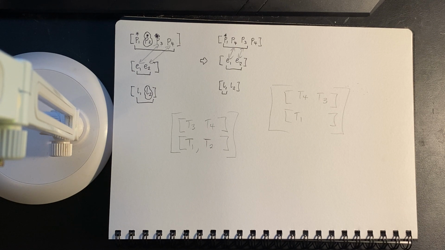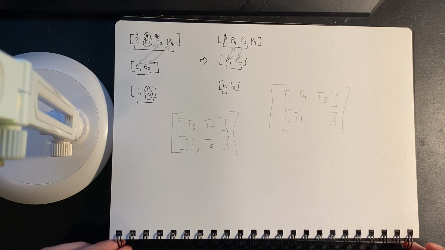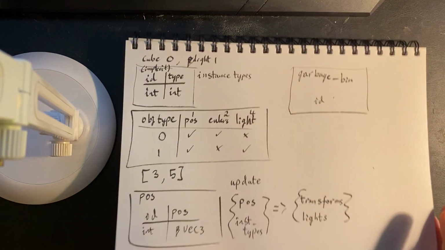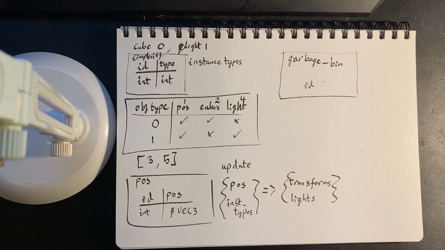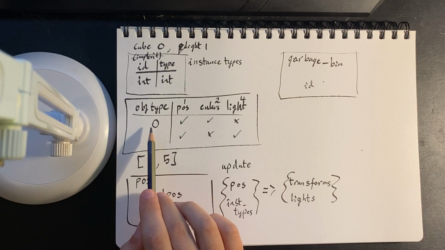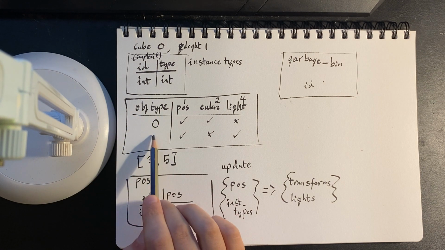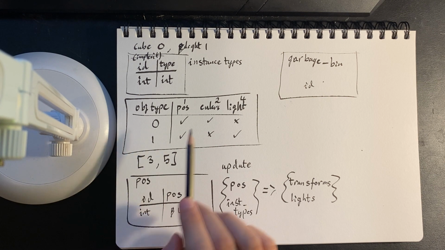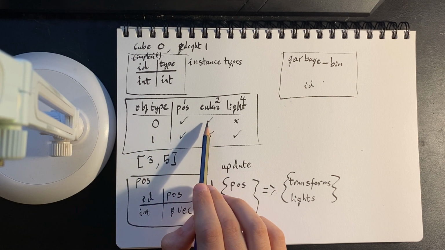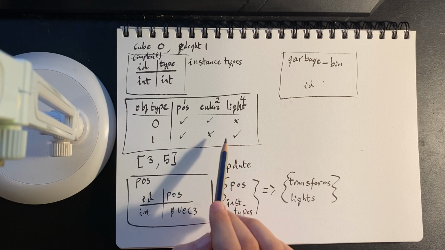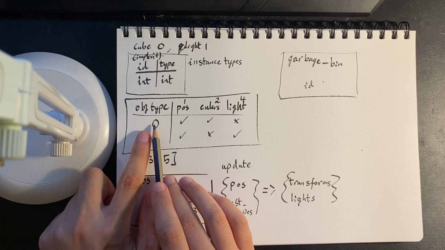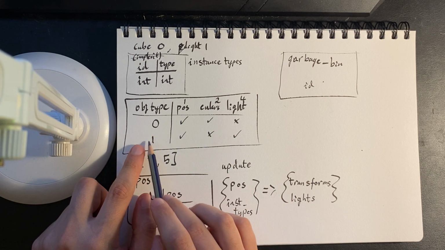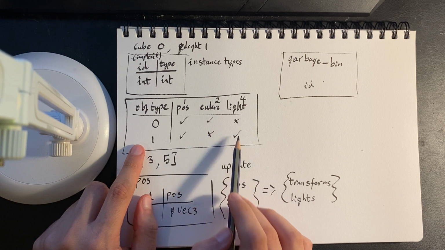So anyway, there's another thing which was really useful, and that was the concept of an object type. So here I'm using object type 0 to represent a cube and object type 1 to represent a light. And then each of these will have components associated with it. So for instance, a cube has a position and a rotation, but no light data, and a light has a position, no rotation, and some light data.